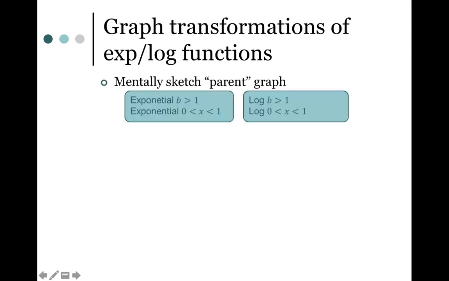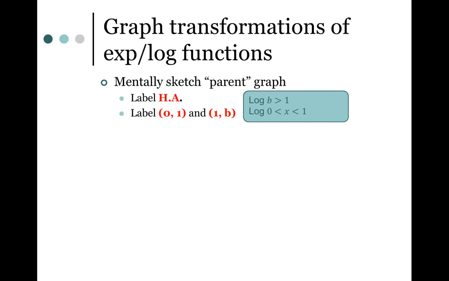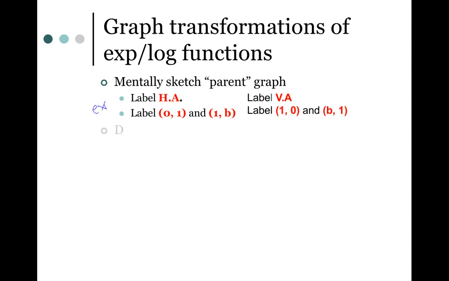Okay. So I want you to mentally sketch or think through what the parent function looks like, and it doesn't even have to be mental, it could be actually graphing it, where it's stemming from, like base to an exponent or log with that base. So label the horizontal asymptote, label the points 0, 1 and 1, b, or label the vertical asymptote and the points 1, 0 and b, 1, right? So this is for a horizontal asymptote, this is exponential, this is log.